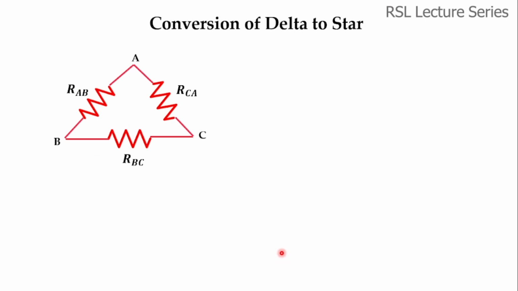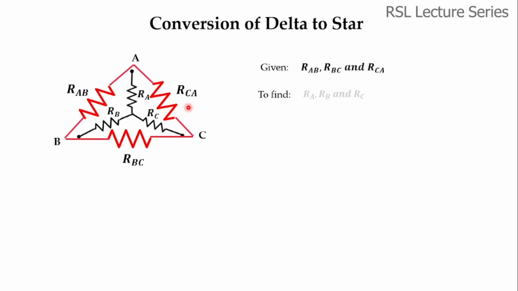Next, conversion of delta to star. These are the delta connected resistors, and we are given RAB, RBC, and RCA. Now we have to find RA, RB, and RC. This is the formula for finding RA. In the numerator we have RAB multiplied by RCA. RA is the resistor connected to the terminal A, and RAB and RCA are the adjacent resistors to RA.